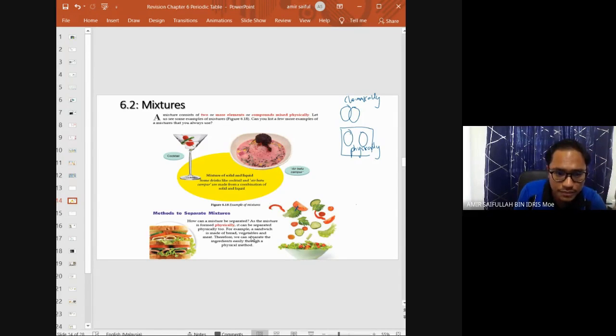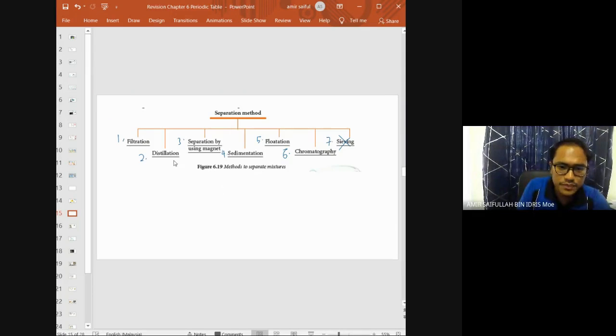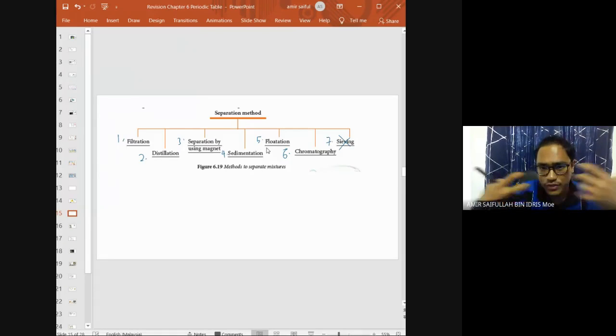So we can separate them. That is what we are going to learn in this chapter. There are 7 methods: filtration, distillation, separation by using magnet, sedimentation, flotation, chromatography, and sieving. But I don't see sieving. Okay, never mind. We will focus on these 6 first. Mixtures are actually easy to separate because they are not chemically combined together. So that is mixture.